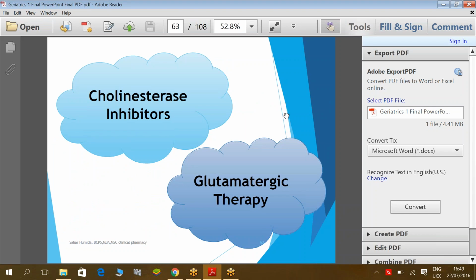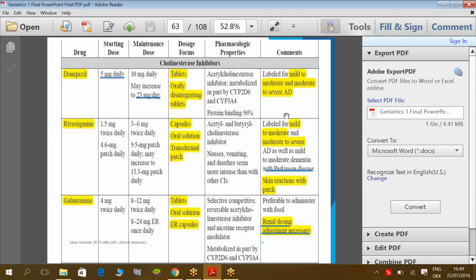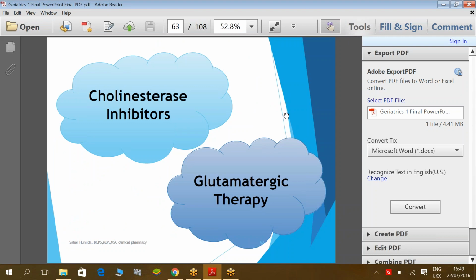The main pharmacological agents for dementia include cholinesterase inhibitors and glutamatergic therapy. Why do we use cholinesterase inhibitors? Because the main cause of dementia or Alzheimer's disease is what? The decrease in acetylcholine. So if I am giving a cholinesterase inhibitor, it will inhibit the cholinesterase. What is cholinesterase? Cholinesterase is the enzyme which breaks down acetylcholine.